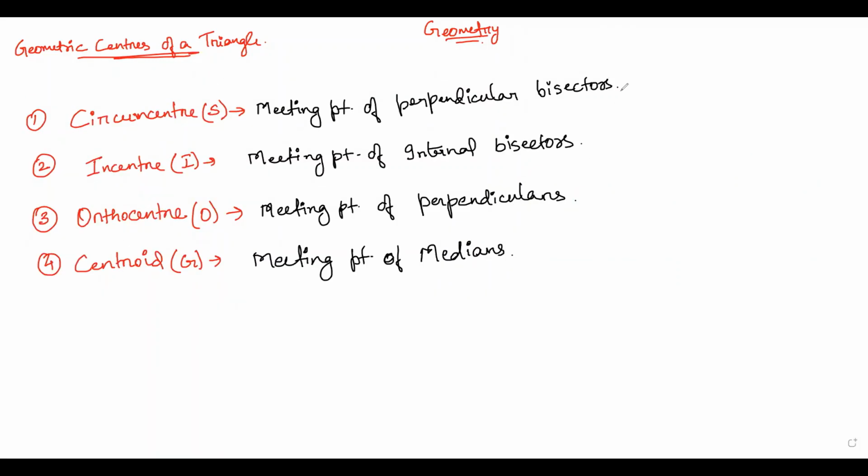So, to summarize, in a triangle, the circumcenter is the meeting point of the three perpendicular bisectors of the triangle. The incenter is the meeting point of the internal bisectors of the three angles of the triangle. The orthocentre is the meeting point of the three altitudes of the triangle, and the centroid is the meeting point of the three medians of the triangle.